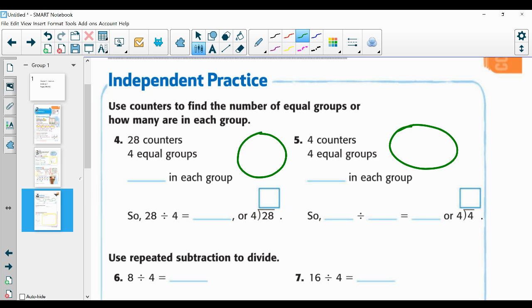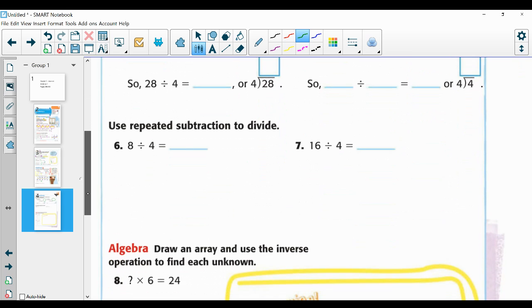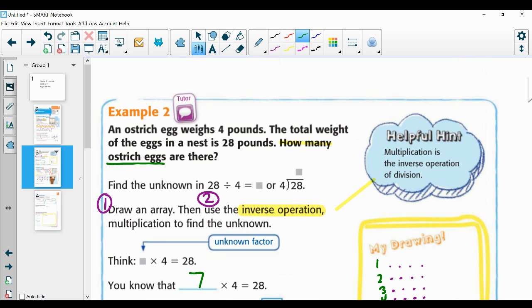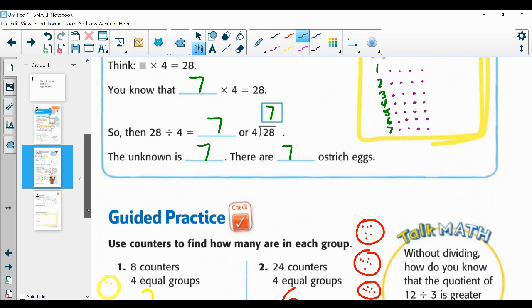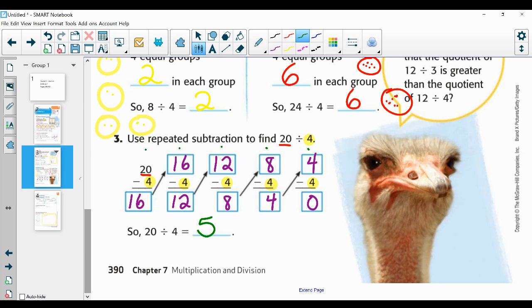I want to see circles. I want to see the right number of counters, how many in each group. You need to fill out every blue line and every blue square. You're going to use repeated subtraction to divide on these two. That means for each of these problems, for 6 and 7, you need to have repeated subtraction like we had in the guided practice on number 3.